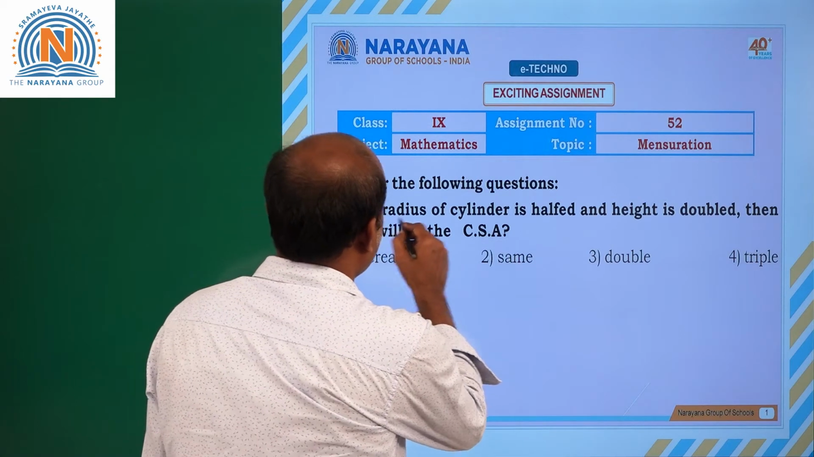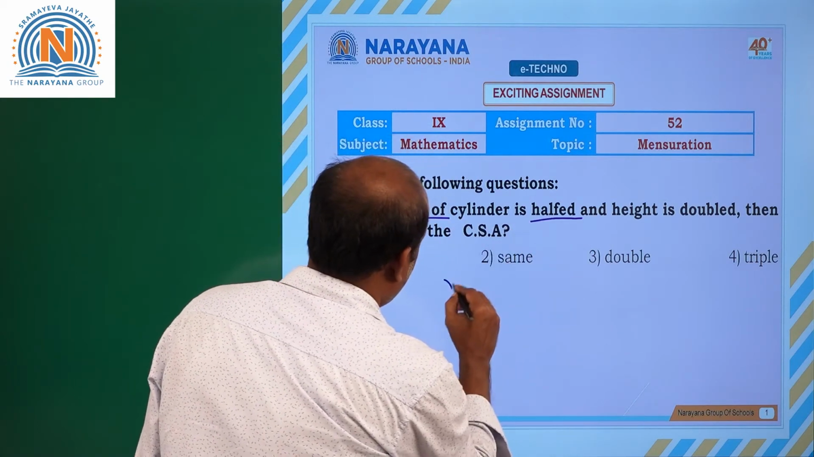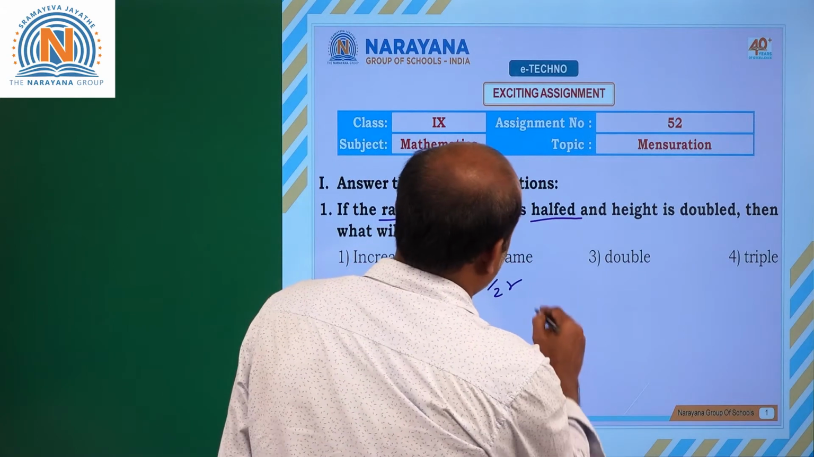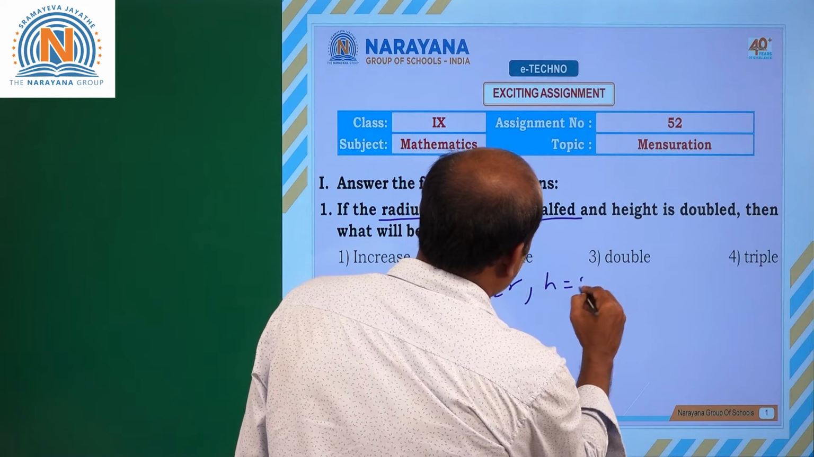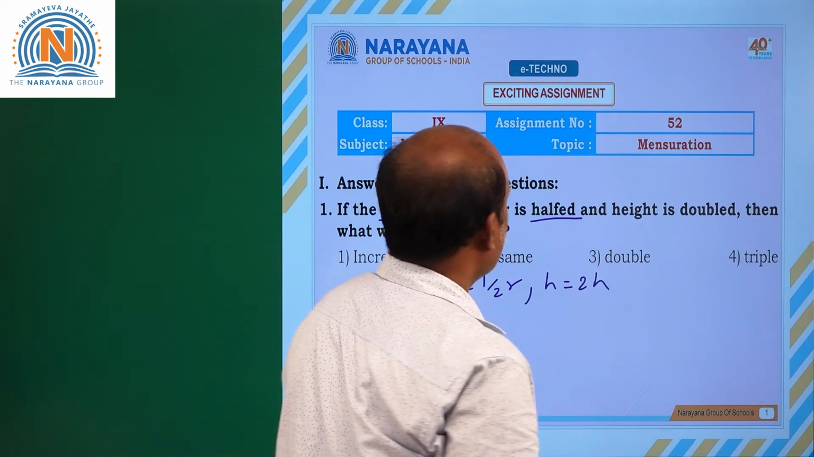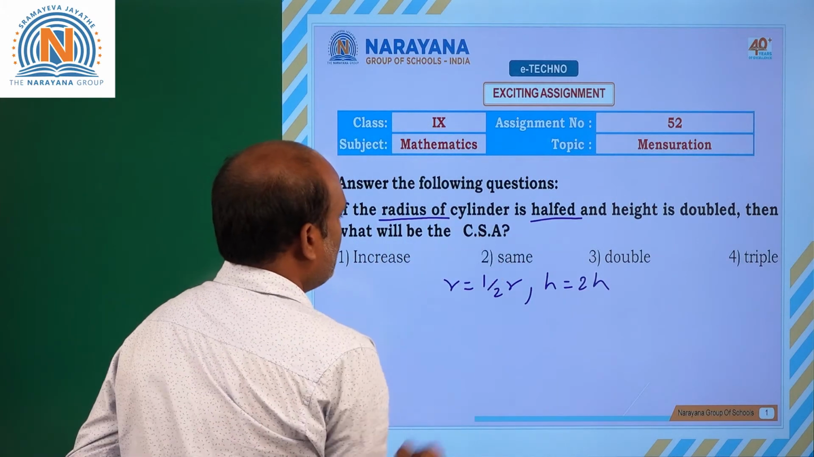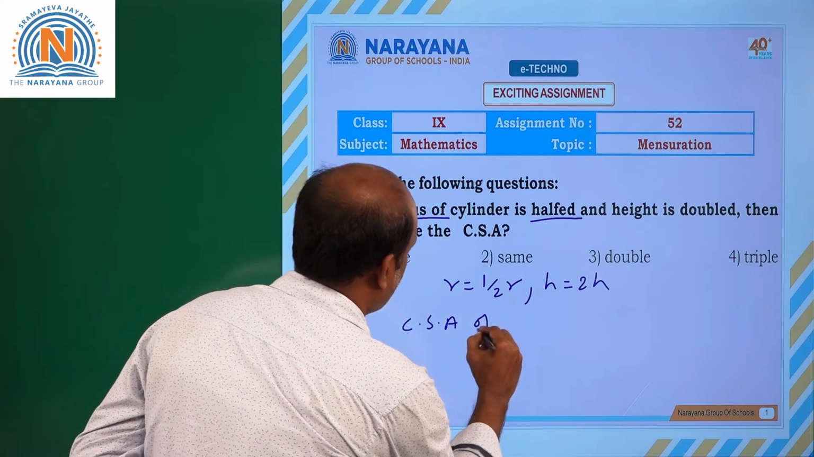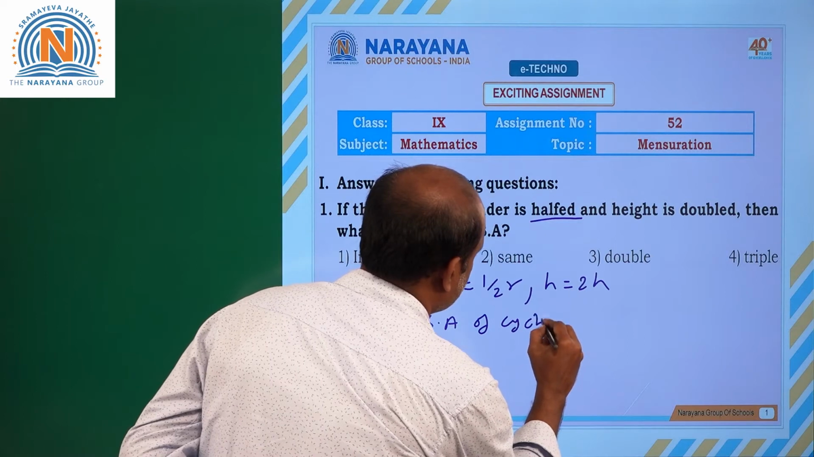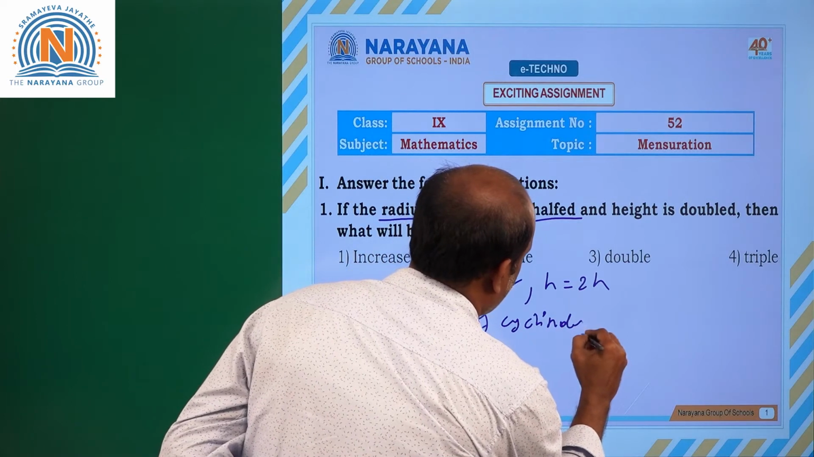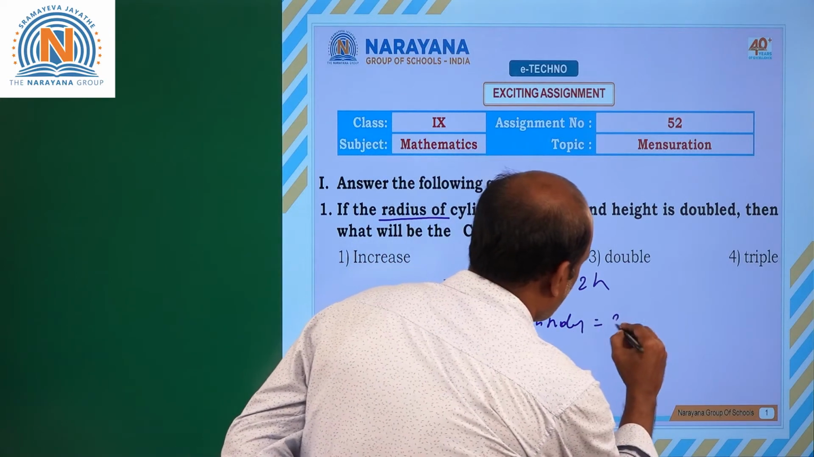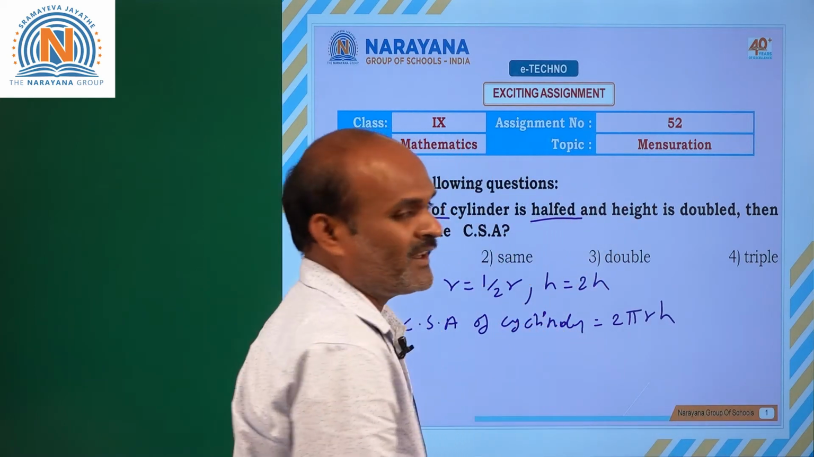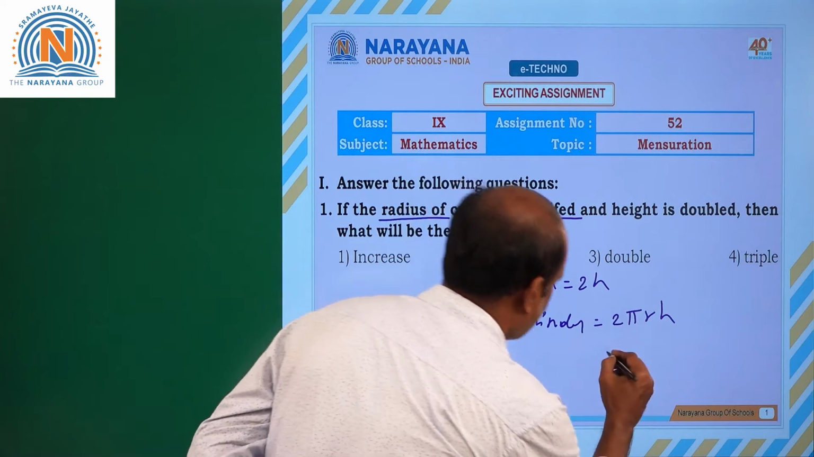So here the radius is half, right? R becomes 1 by 2 into R, and height h becomes 2h. Then what will be the CSA? The curved surface area of a cylinder is equal to 2 pi r into h. This is the curved surface area.